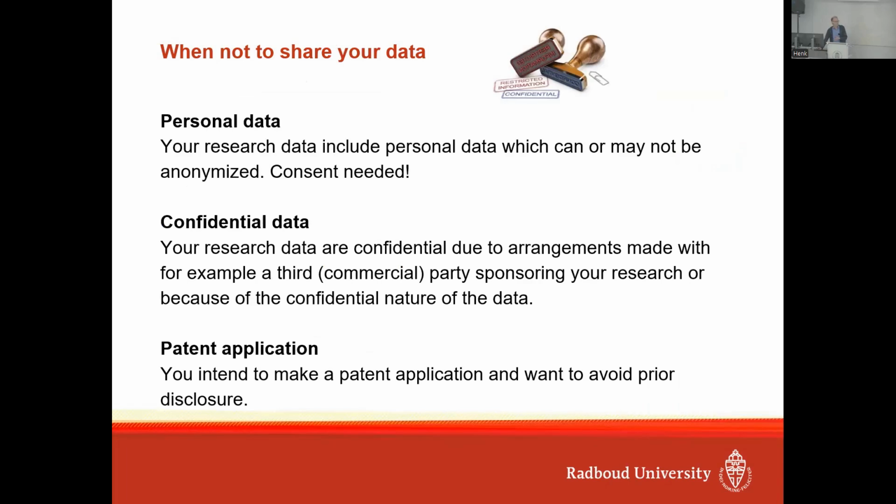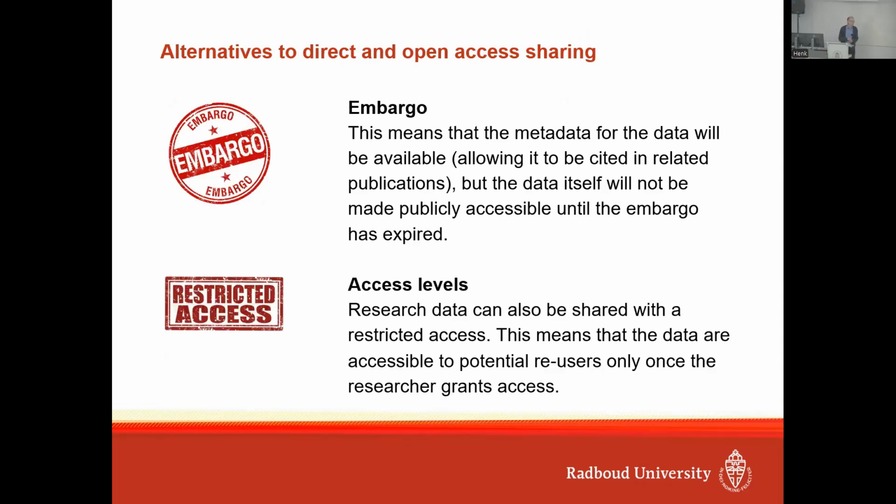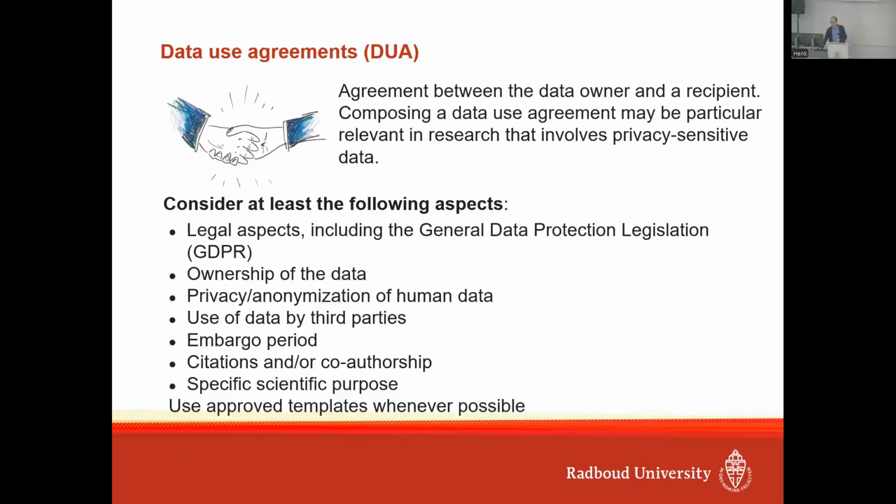Not sharing your data, yes. If you cannot anonymize and you do not have permission to share it from informed consent, then you cannot share it. When it's confidential data with arrangements with a third party, for example a company for which you do your research, there can also be a block there. And for researchers, sometimes when they do a patent application, you have to withdraw your publication and your data for a couple of months. There's also the possibility of an embargo on your data: I cannot publish it now, but perhaps later. And the access levels we already discussed.